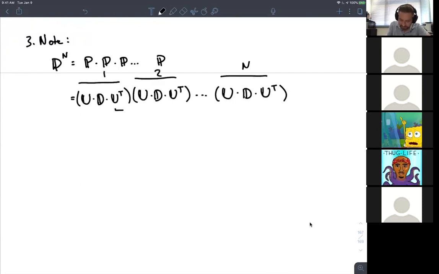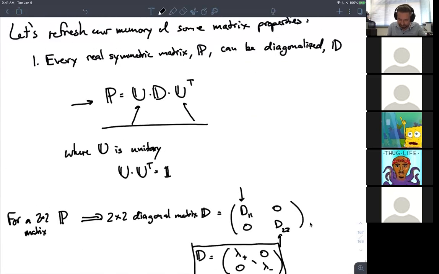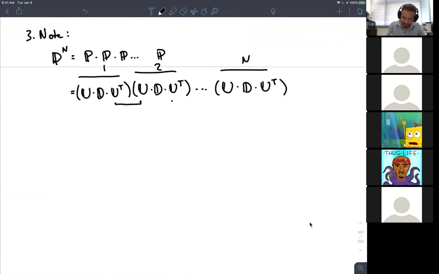Now notice that in between each of these products, I get a factor of U transpose times U. And because this matrix is unitary, U transpose times U is just equal to 1. I guess I should say that explicitly. It's also equal to this. So in other words, this is the same thing as U times D to the n times U transpose.